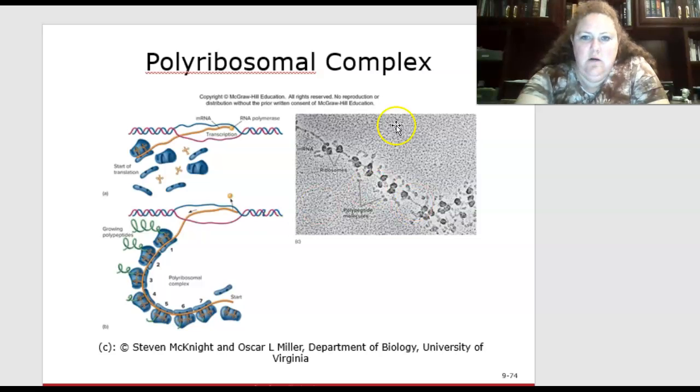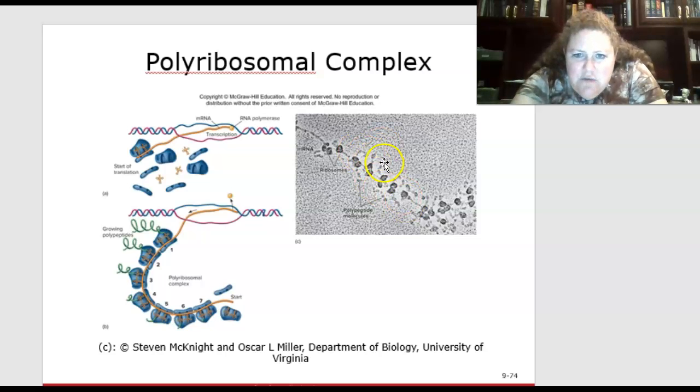And then in C, over here, you can see a photomicrograph of a polyribosomal complex in action. And note that the protein tails vary in length depending on the stage of translation. Okay, so the tails are different lengths.